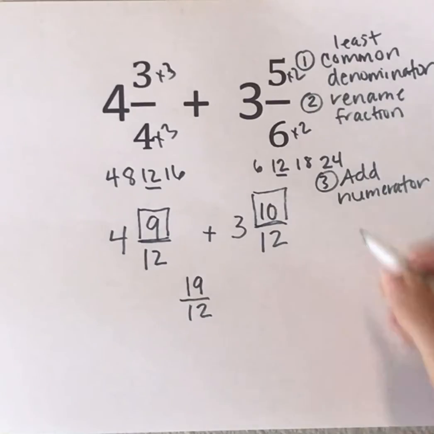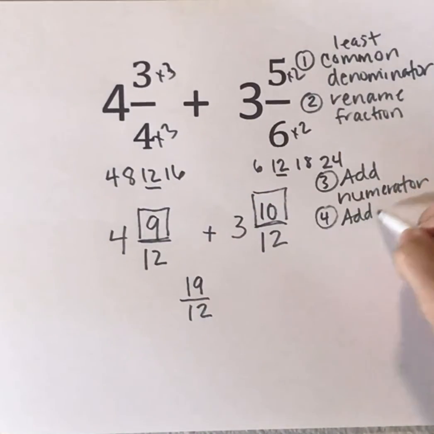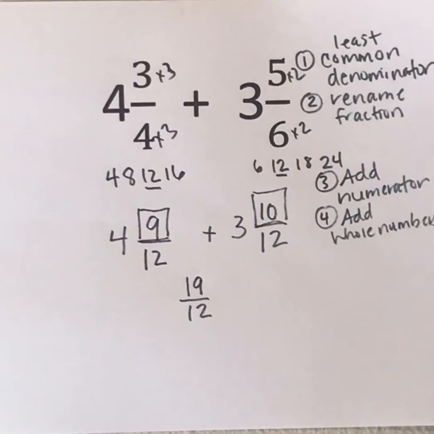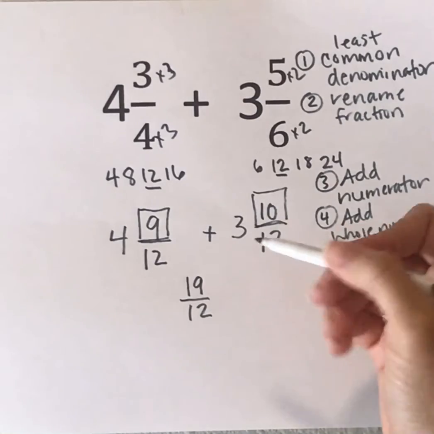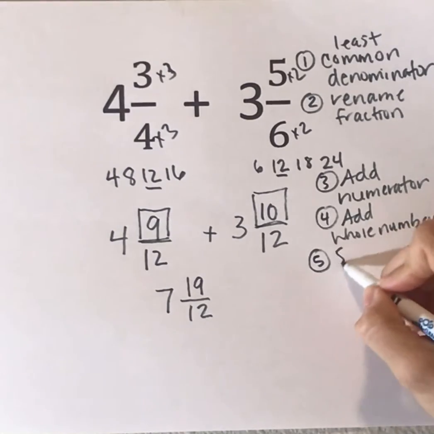Next, we're going to now add our whole numbers. So we're going to add now the 4 and the 3. And 4 plus 3 is 7. Okay, now the next step, our final step, is always to simplify.